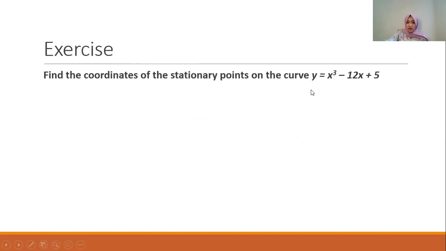We need to find the coordinates of the stationary points on the curve y equals x^3 minus 12x plus 5. And also we determine the nature of the points of this function. Okay, so let me share my whiteboard. Where is my board? Okay, this one.